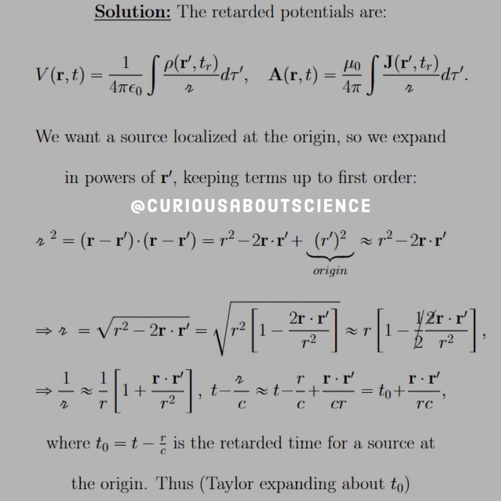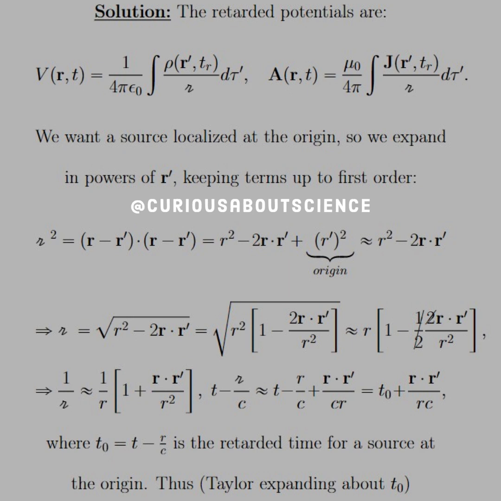The retarded potentials are, if that's the case, V(r,t) and A(r,t) as such. Again, with the retarded, evaluate at the retarded time. And we want some source localized at the origin, so we expand in powers of r', keeping the terms up to the first order. Script r squared goes to (r − r') dot (r − r'). Factor that out with the dot products accordingly. Since that's the origin, we get rid of the r' there, and simplify that approximation down to r squared minus 2 r dot r'.